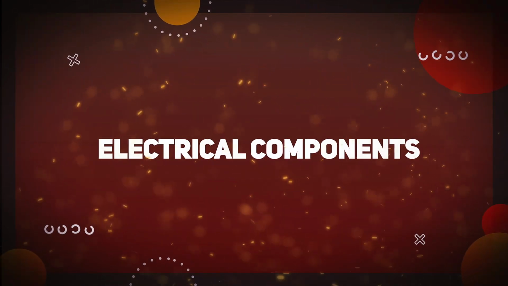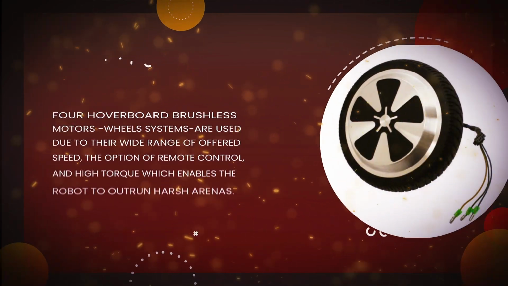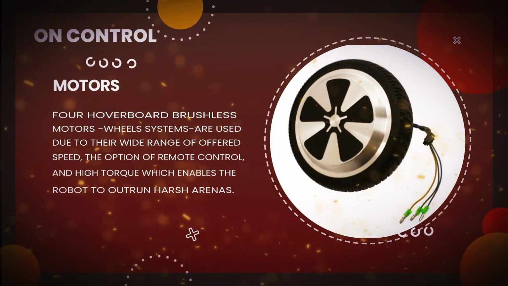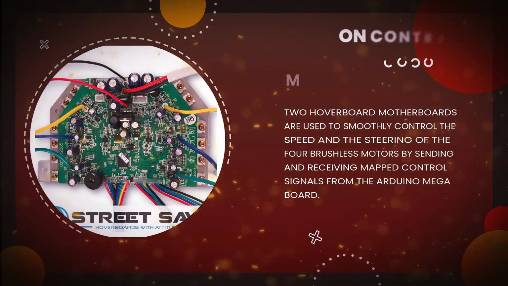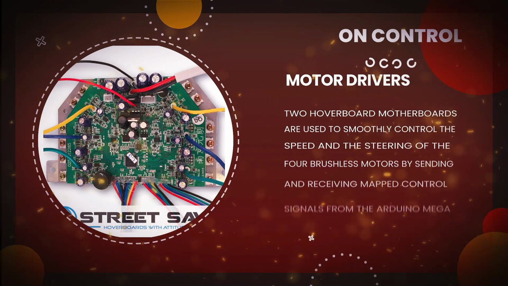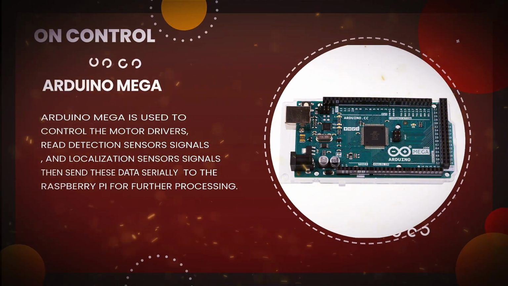We have used diversified electrical components. Firstly, we used 4 hoverboard brushless motor wheel system. To control the brushless motors, we used 2 hoverboard motherboards to control the speed and direction of the robot system. The main controller used is Arduino.